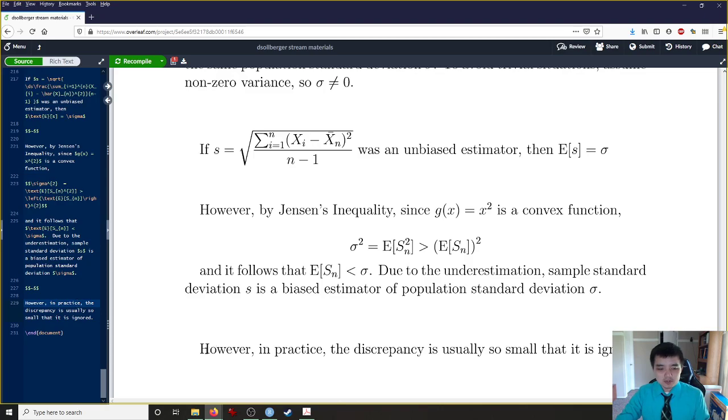Though I'll admit for this last setting, when we're talking about standard deviations, in practice, the discrepancy is usually so small that it's usually ignored. So it's not a big deal. It's just still theoretically the sample standard deviation is biased in its estimation.